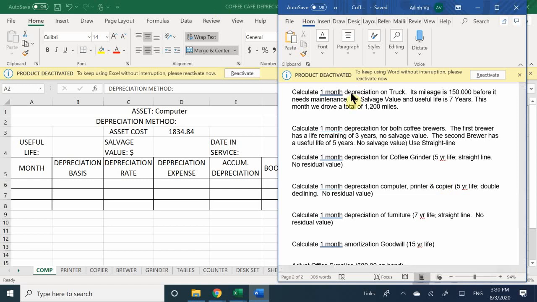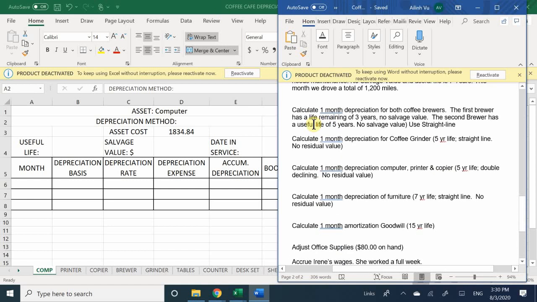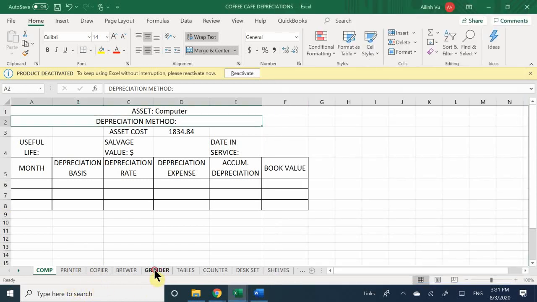So now that we finished doing the coffee brewers, the next one says calculate 1 month of the depreciation for the coffee grinder. Okay, so it has 5 years, straight line, no residual value. Okay, so residual and salvage value are the same. This is for the coffee grinder.